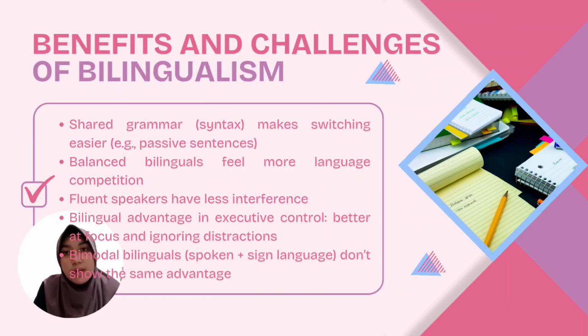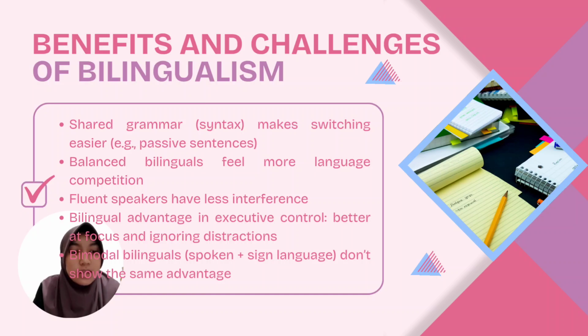Next material is benefits and challenges of bilingualism. First is shared grammar. When two languages have similar grammar, it is easier to switch between them. Next is balanced bilinguals feel more language competition. If someone is good at both languages, they might feel more word competition. Next is fluent speakers have less interference. The more fluent a person is, the fewer mix-ups they have between languages.